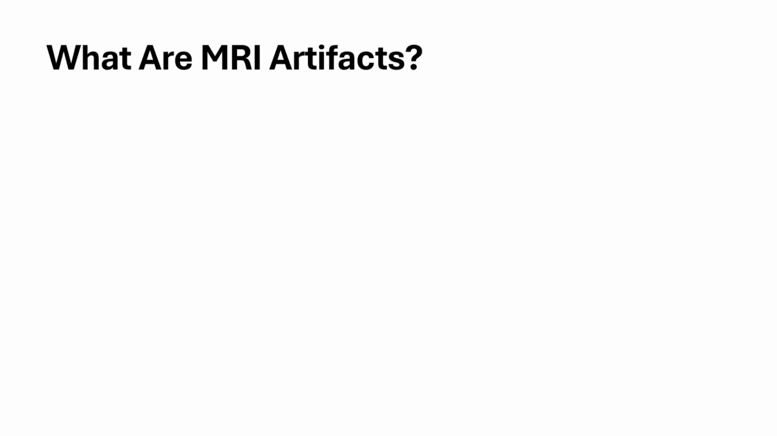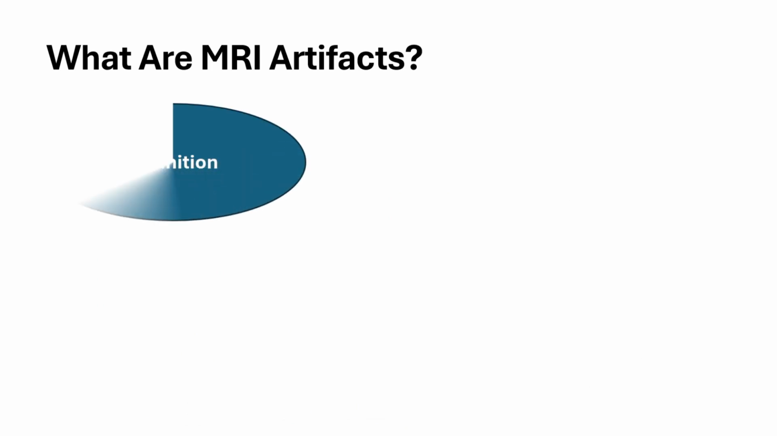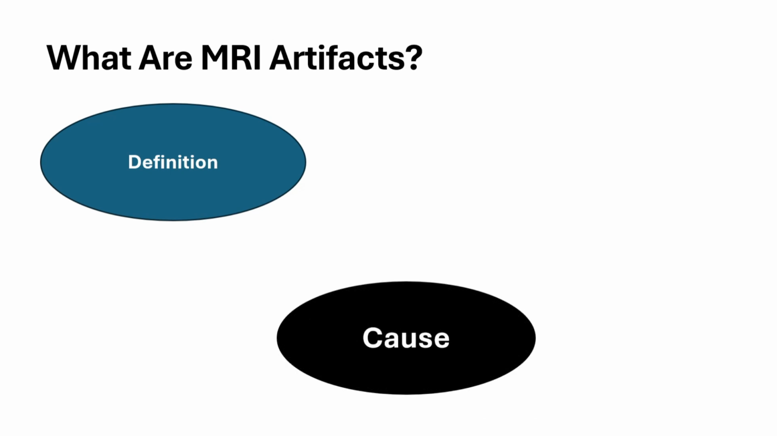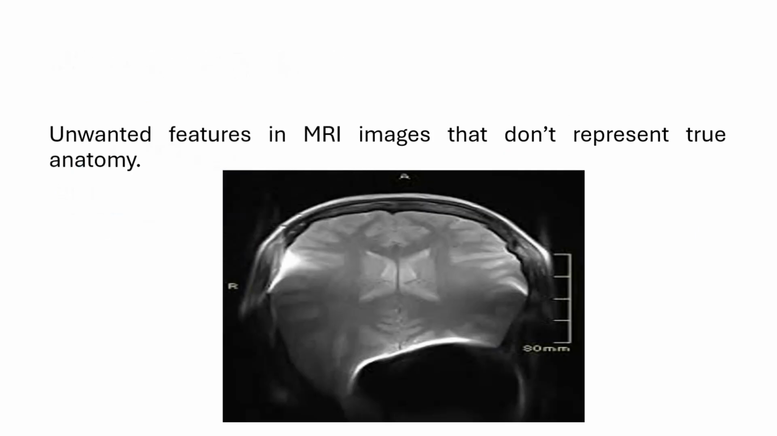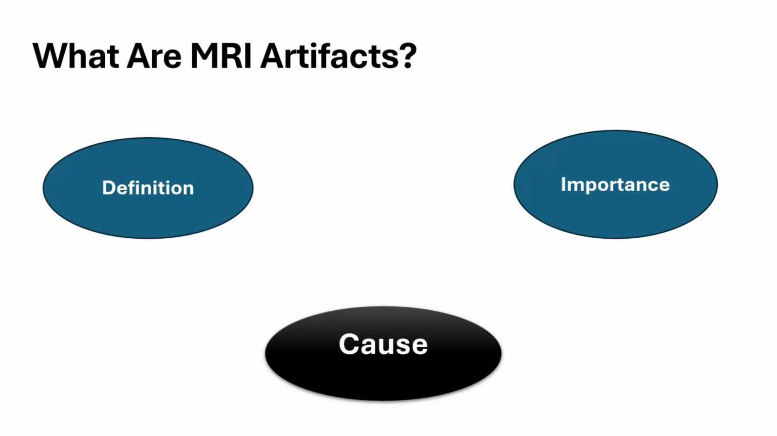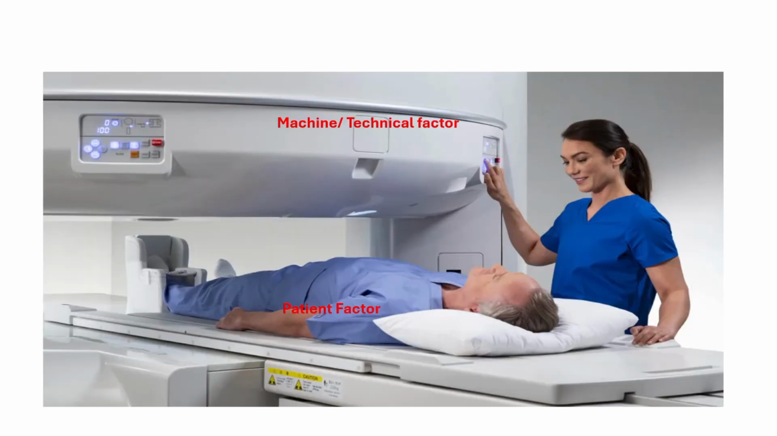Now you should know what MRI artifacts are, their definition, causes of artifacts, and their clinical significance or importance. So let's begin with what is an MRI artifact. It is unwanted features in an MRI image that don't represent true anatomy or pathology. So this is the definition of MRI artifact, whereas the causes include machine related causes and patient related causes.